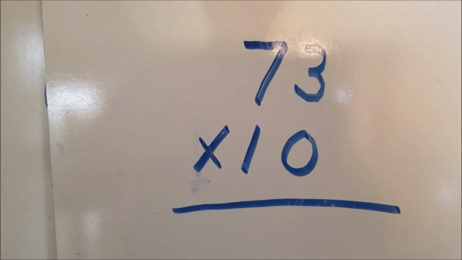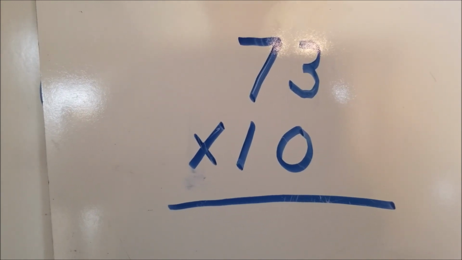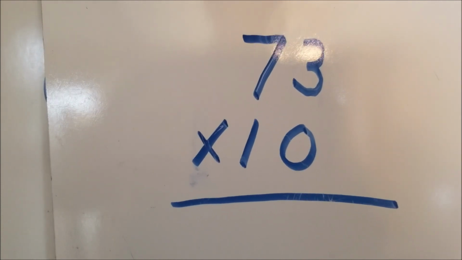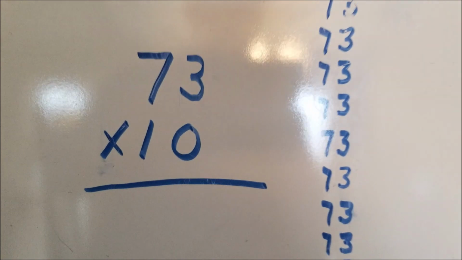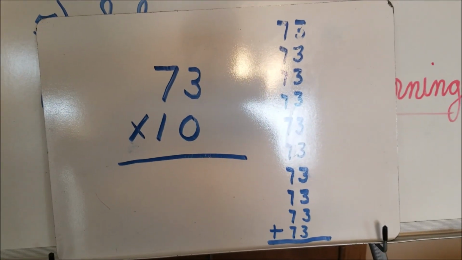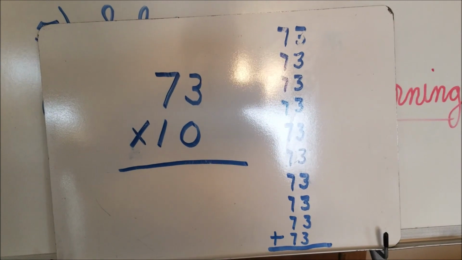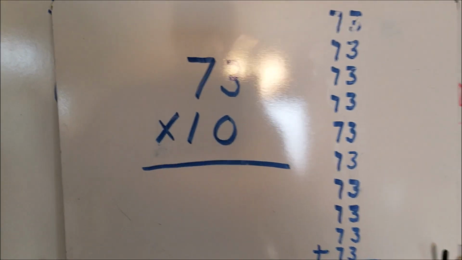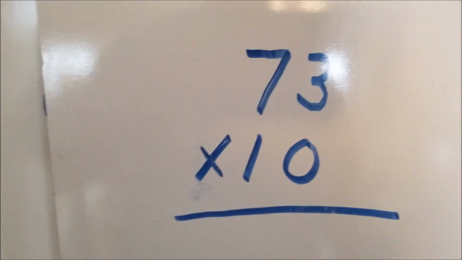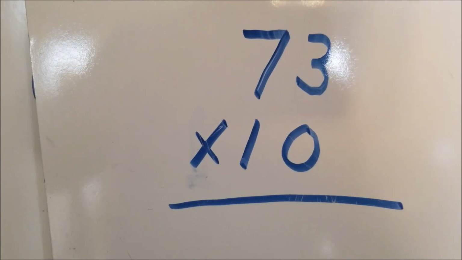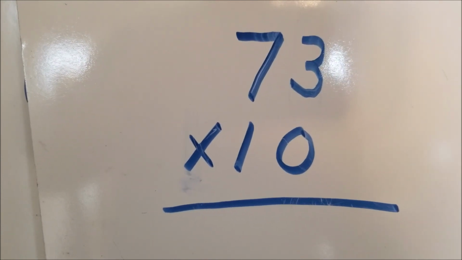Now let's take a look at multiplying numbers by 10. Now if we have 73 times 10, we could add 73 10 times. Wow, look at that addition problem. Ooh, that's going to take us a long time and a lot of opportunities for making mistakes. But we know something about multiplying 73 times 10 to do it quickly that we've talked about before.